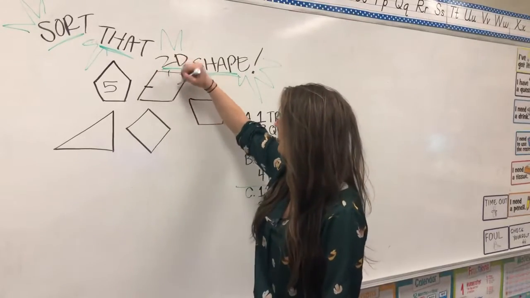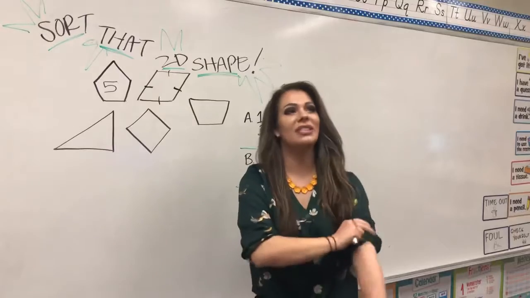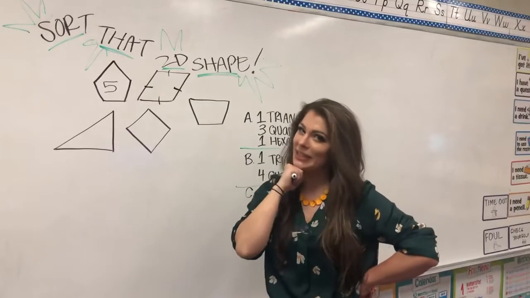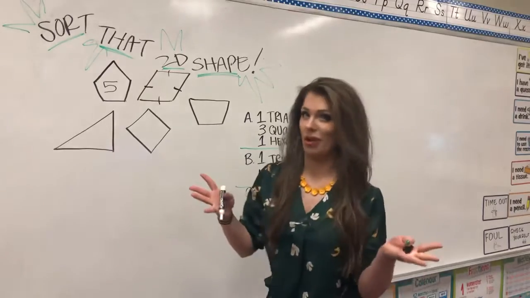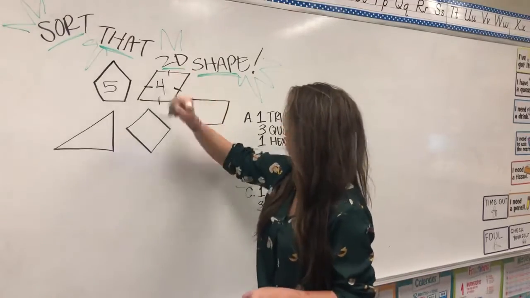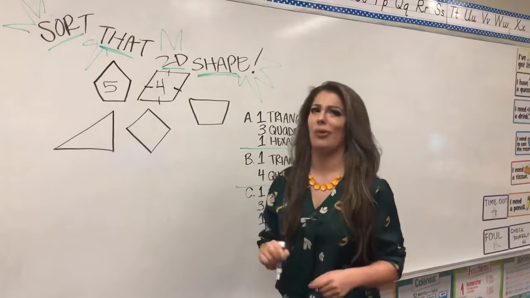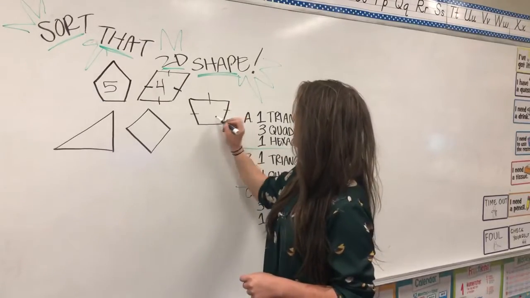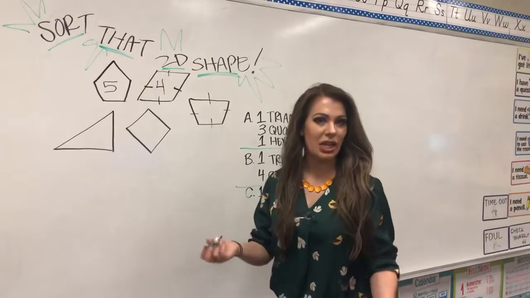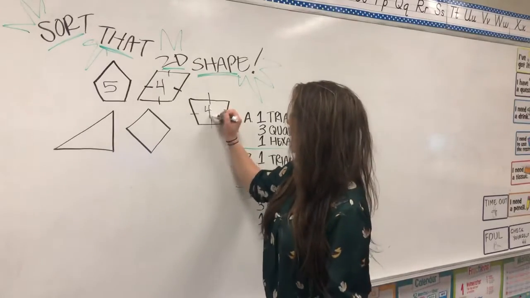How many sides does this shape have? 1, 2, 3, 4. A 4-sided shape. Oh, please tell me you remember this. 4-sided shapes are all called quadrilaterals. What about this one? Kind of a wonky little shape. How many sides though? 1, 2, 3, 4. A 4-sided shape is called a quadrilateral.